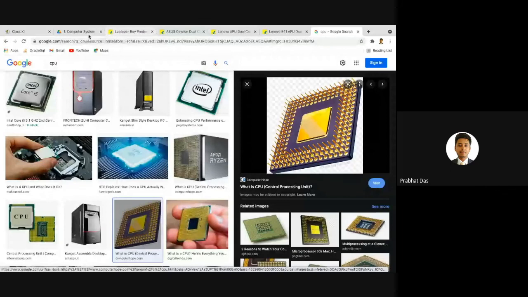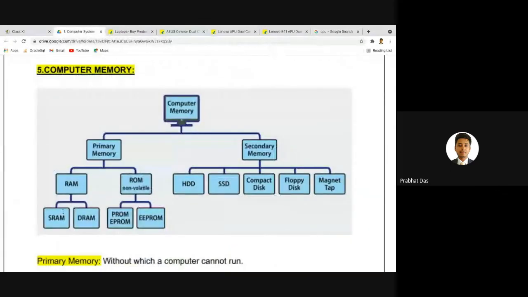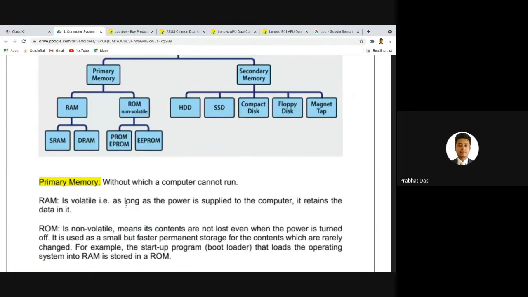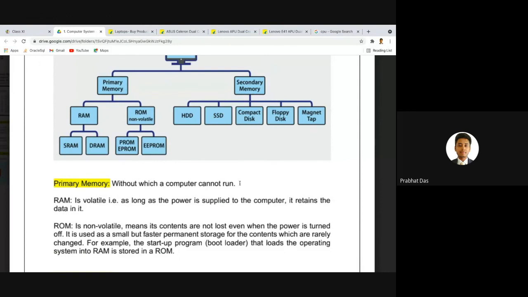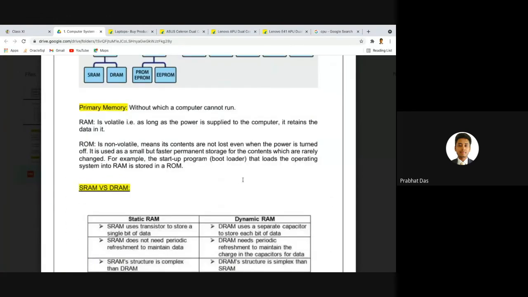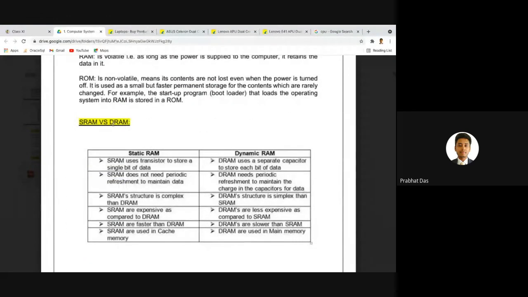As I said, there are two different classifications: static RAM and dynamic RAM. Now let us try to understand RAM in a much more detailed manner. RAM is basically volatile memory, so the moment you turn off the computer, it won't be able to hold the data. Now let us understand the different types of RAM that we have: the static RAM and the dynamic RAM.